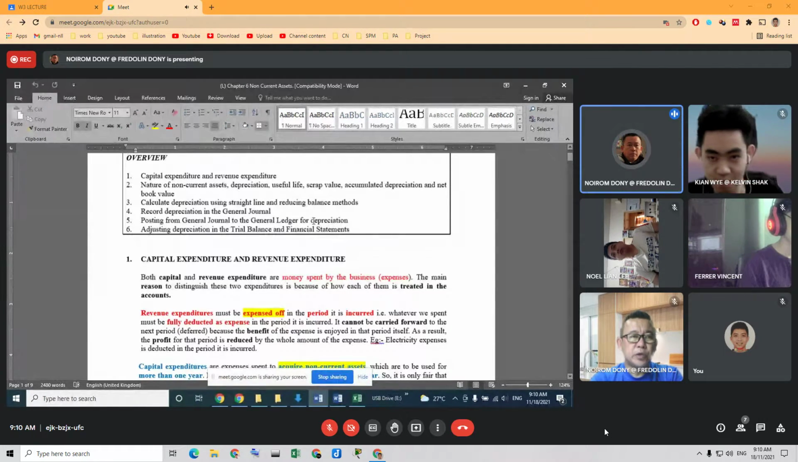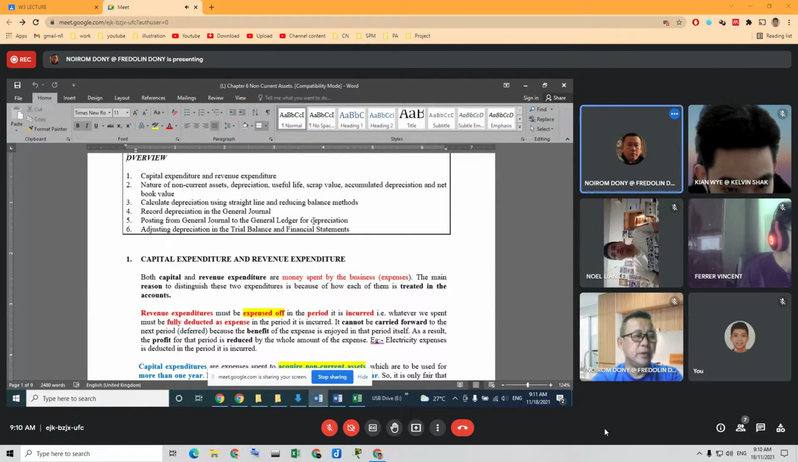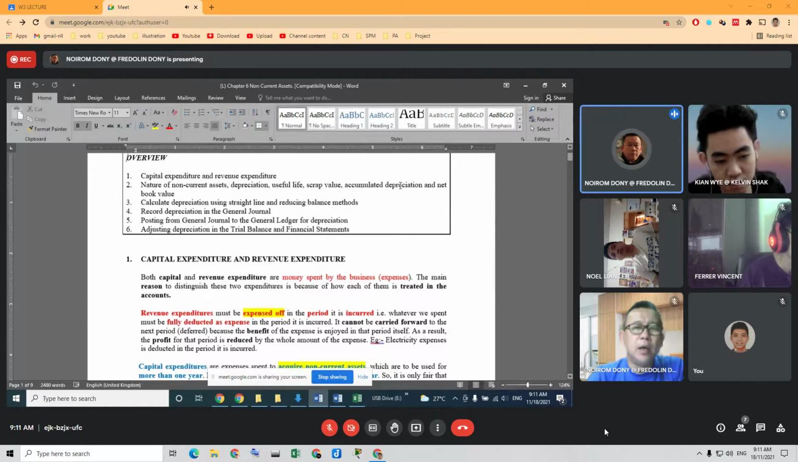Just remember, depreciation is an expense. So we debit depreciation, and if there is a debit, there must be a credit. So the corresponding entry must be a credit. What do we credit? Like I've said to you, accumulated depreciation, because there's no actual payment done on the depreciation. Later, we have to do the adjustment of depreciation in the trial balance and financial statements. That's what you are expected to understand.